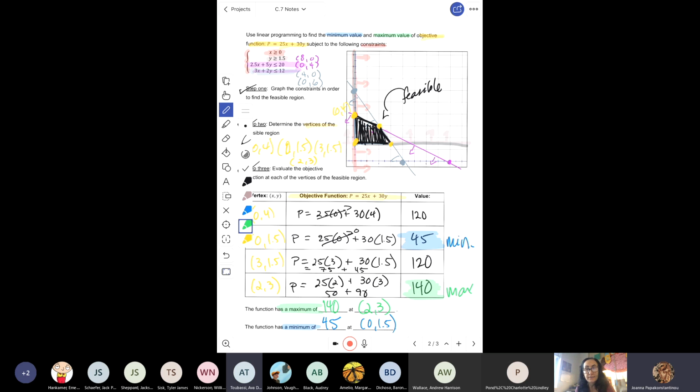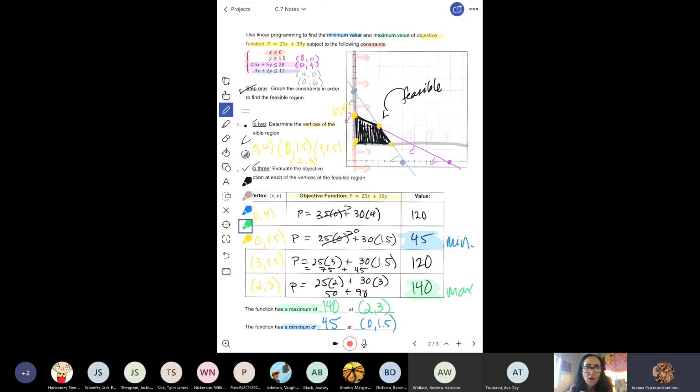Let's say that if the maximum value was shared between two of the ordered pairs, would you put both of them? You would. Yes, you'd say the maximum value is, let's say the 140 didn't even exist, you would say the maximum is 120 and it occurs at, and then you'd state both points. Yes, very good.